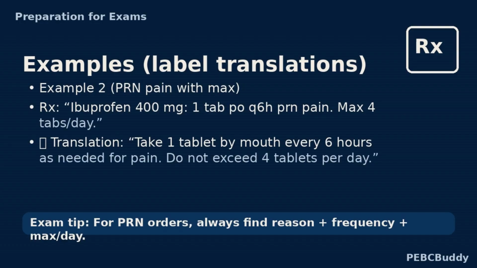Example 2 is where students often lose marks because it's PRN plus a maximum. Ibuprofen 400 milligrams. 1 tab per Q6H PRN pain. Max 4 tabs per day. So dose is 1 tablet. Route by mouth. Frequency every 6 hours. PRN reason pain. And the safety limit is max 4 tablets per day. Translation. Take 1 tablet by mouth every 6 hours as needed for pain. Do not exceed 4 tablets per day. Exam tip. Whenever you see PRN, scan for reason, frequency, and maximum per day.